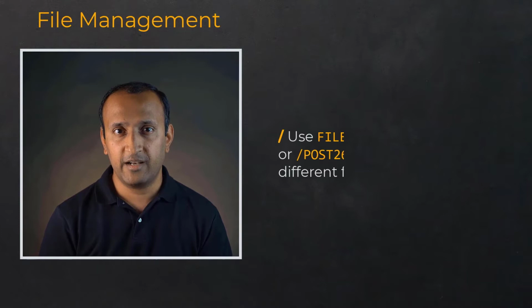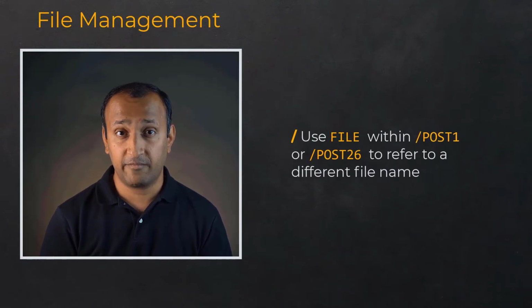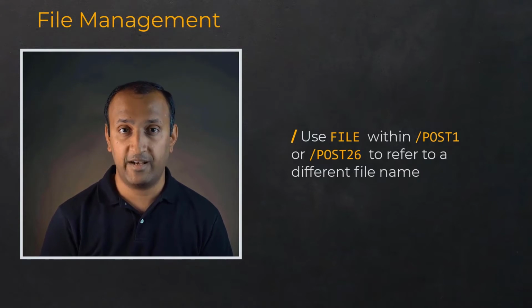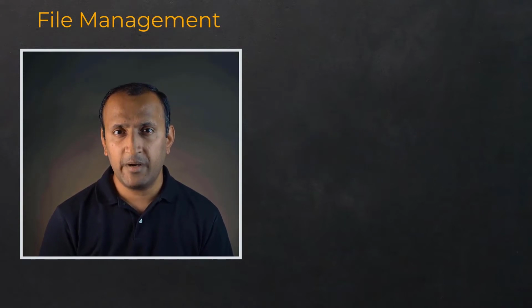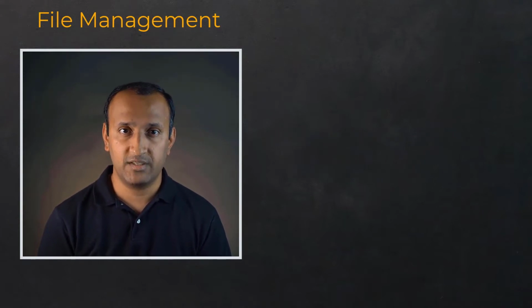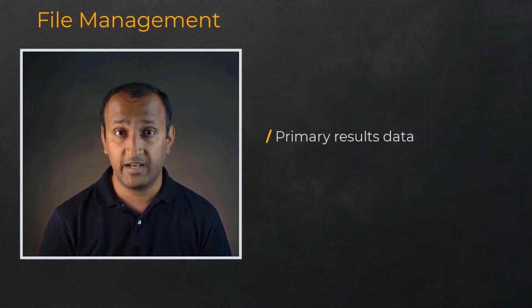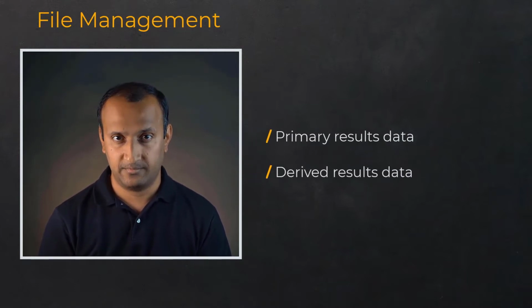If we wish to read in a file with a different file name, the FILE command is used within POST1 or POST26 to refer to a different file name. The MAPDL solver calculates two types of result data: primary results data and derived results data.